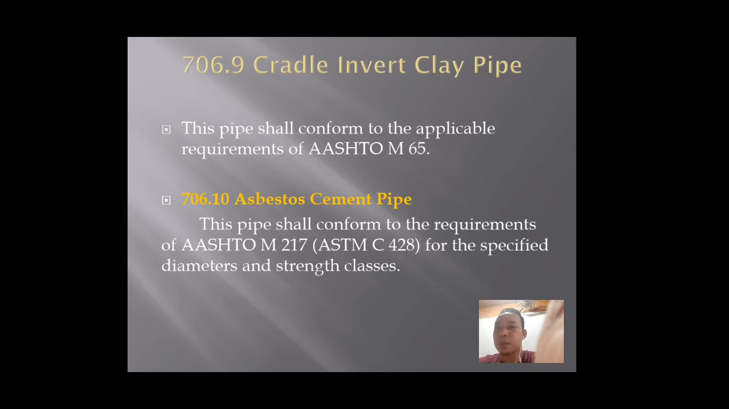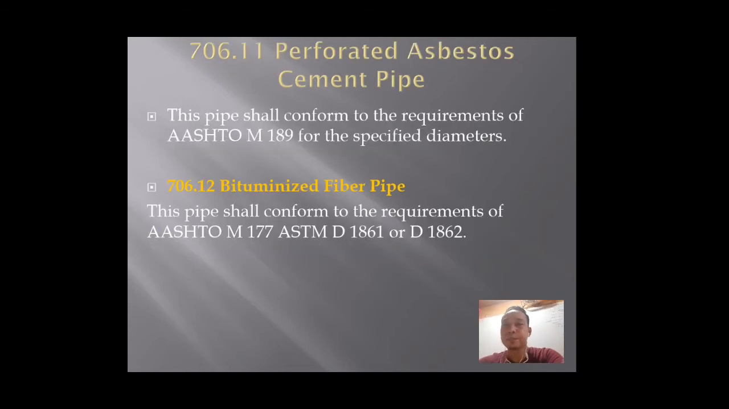Next one is 706.10, asbestos cement pipe. This pipe shall conform to the requirements of AASHTO M217 for the specified diameter and strength classes. The next is 706.11, perforated asbestos cement pipe. It states that this pipe shall conform to the requirements of AASHTO M189 for the specified diameters.